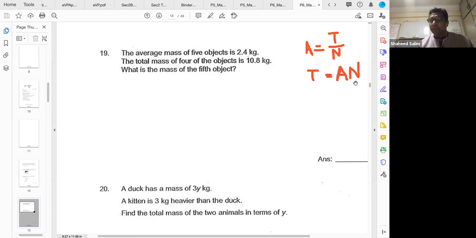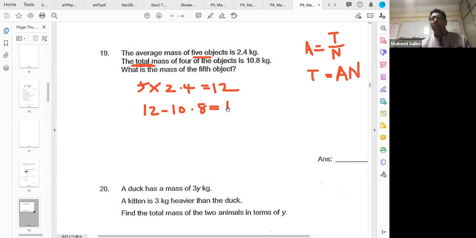So now average times number, you get the total. So let's find the total of the 5 objects. 5 times 2.4, you will get 12. The other one already they give you the total, 10.8. So you minus 12 minus 10.8. What do you get? You get 1.2. So the 5th object is 1.2 kg.